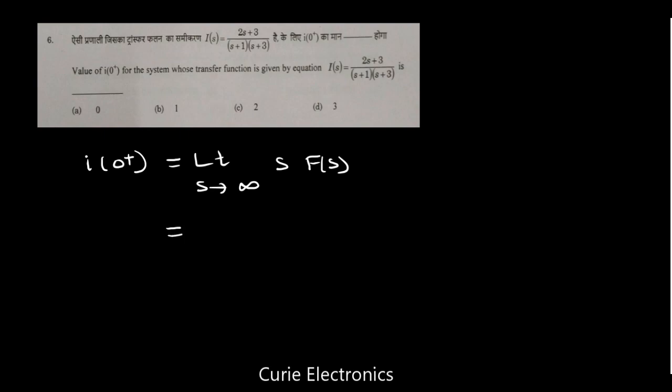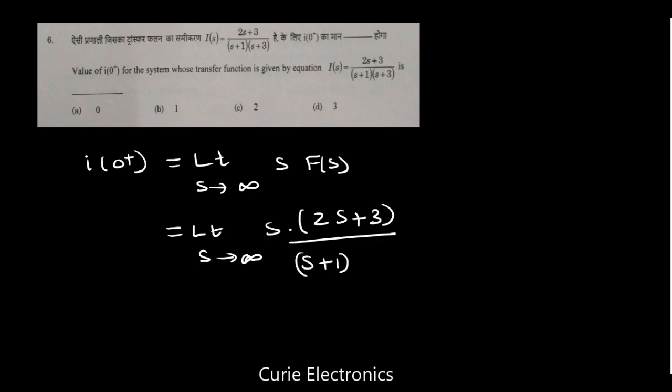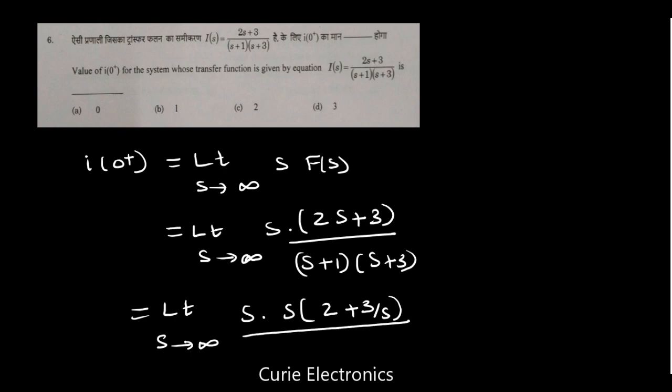Now what is given? Limit s tends to infinity. What is F(s)? F(s) is given as (2s plus 3) upon (s plus 1)(s plus 3), which equals limit s tends to infinity, s is there. From the numerator 2s plus 3, I am taking s common. Then what should I write? 2 plus 3 upon s. Similarly, in the denominator also I will do. From s plus 1, I will take s outside, then I will write 1 plus 1 upon s. From s plus 3, I will take out s, then I will write 1 plus 3 upon s.